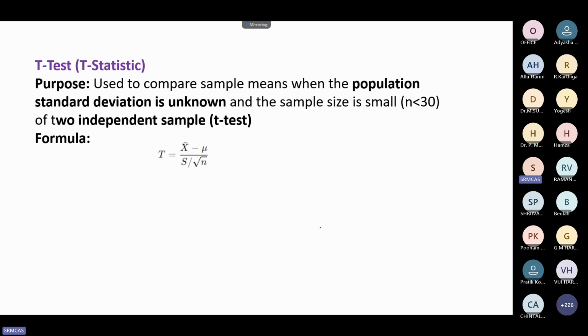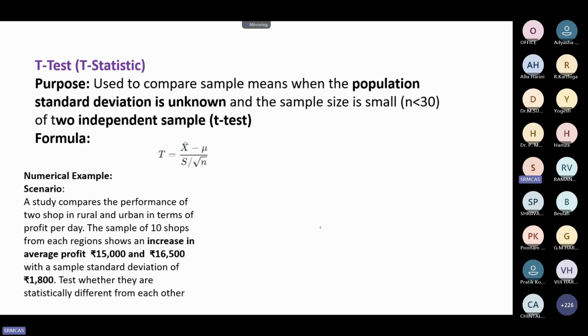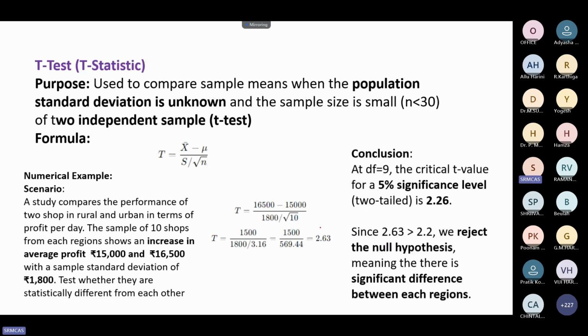So here is an example. In such a case, if we calculate the t-values, we have calculated the t-value as 2.63. In my experience, at the 5% level, 2.626 might be more than the table value. So in this case, we can reject the null hypothesis and accept the alternative hypothesis, so that there is a significant difference between the regions.